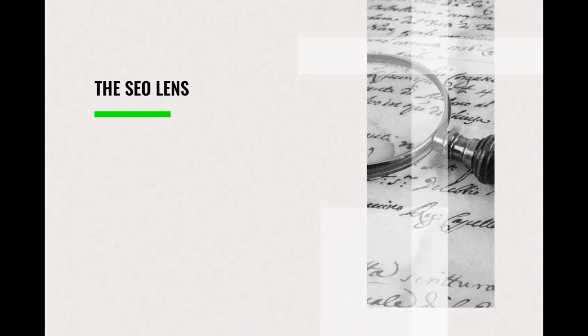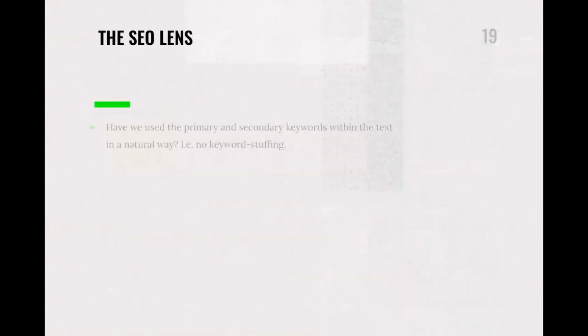Search engines are changing. Google has gone through many famous algorithms over the years. And it's heading more and more into a more human place, whereby just writing good, engaging, natural content works well for SEO. However, there are other things that you should pay attention to, such as, have we used the primary and secondary keywords within the text in a natural way, i.e. without stuffing too many keywords in there, which you'll get penalized for?